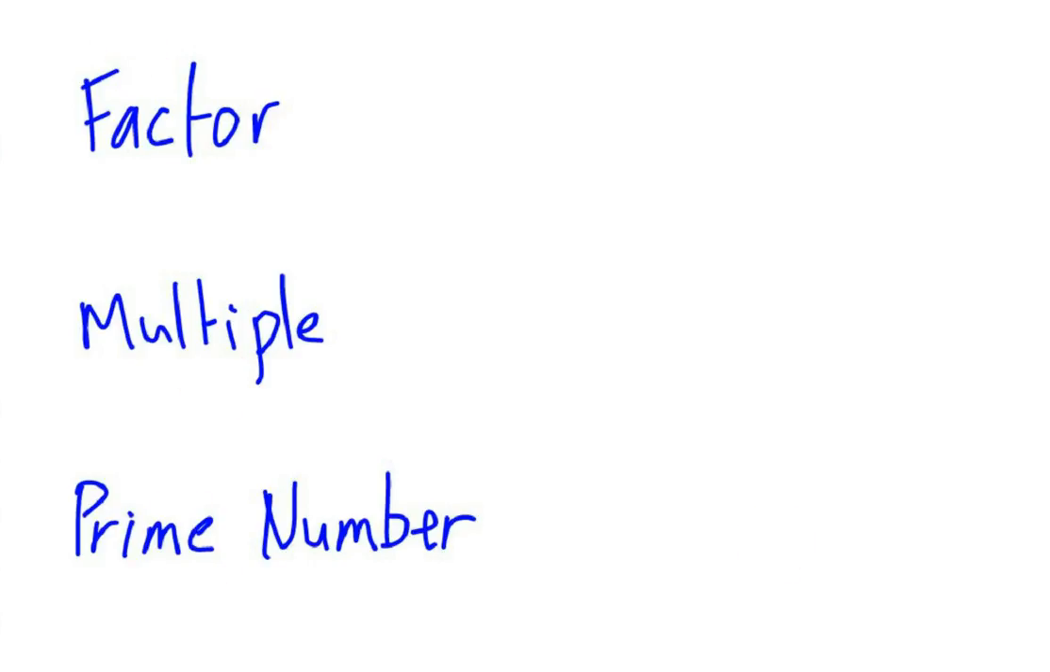Now this should be recapping what we already know. A factor is any number that goes into another number without leaving a remainder. So for example, factors of 12, all the numbers that go into 12 without a remainder. So factors of 12 are 1, 2, 3, 4, 6 and 12. And we can multiply some of them together to give us 12. So 1 times 12 is 12, 2 times 6 is 12, and 3 times 4 is 12. So a factor is a number that goes into another number without leaving a remainder.